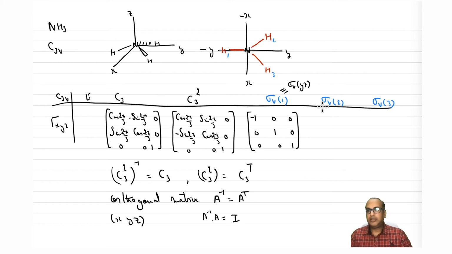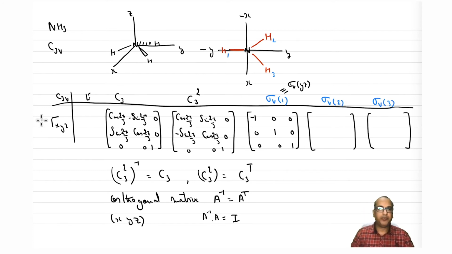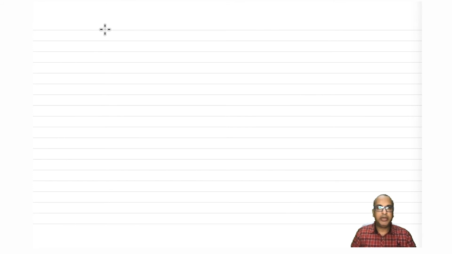Now let us consider the difficult case of sigma v2. How to write this one? Once we have figured this out, we can write sigma v3 very easily from the group multiplication table, because we know the product of these two gives it. Let's first focus on sigma v2. So let me draw this molecule again in the plane.